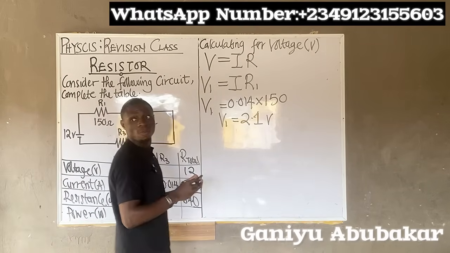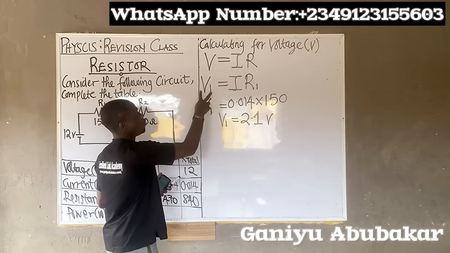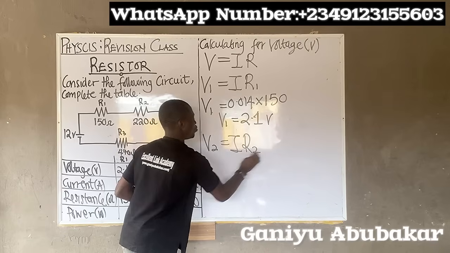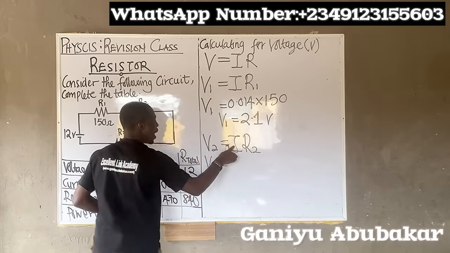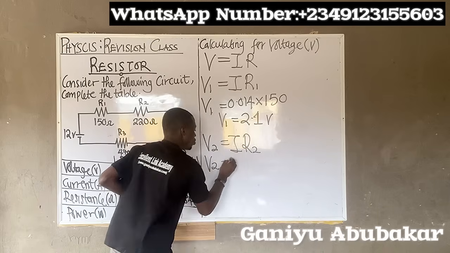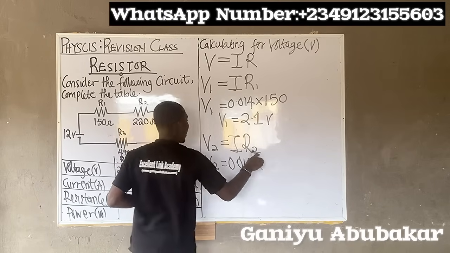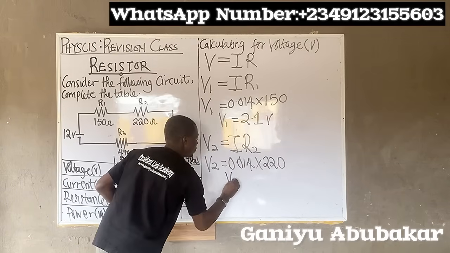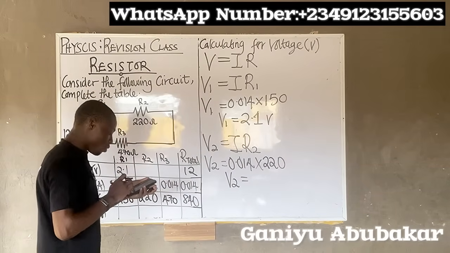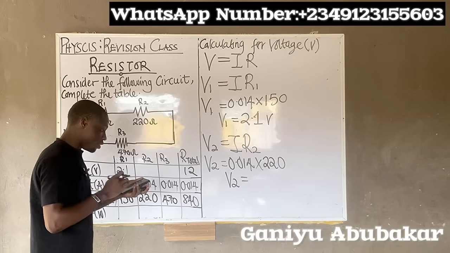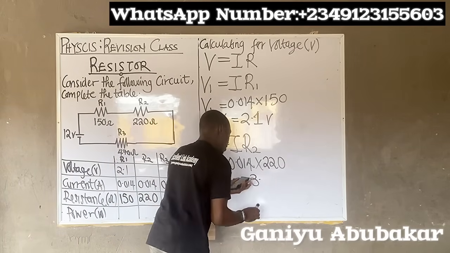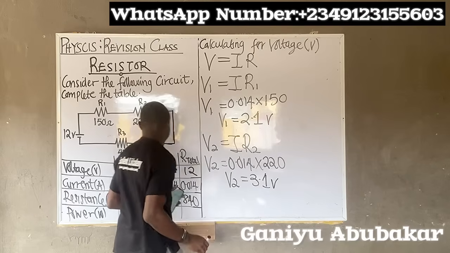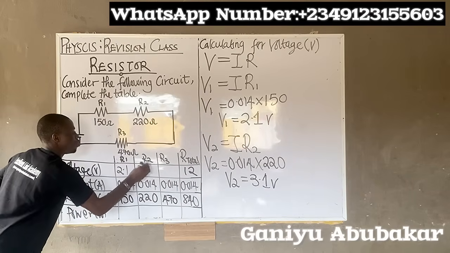Let's get V2. We said this is V1. For V2, I have V2 is equal to IR2. I is constant, that's 0.014, times what's R2? R2 is of course 220. Multiply this, please. V2 is about 0.014 times 220. This gives you 3.08. Perhaps if you want one decimal place, 3.1 volts. So my voltage here is 3.1.